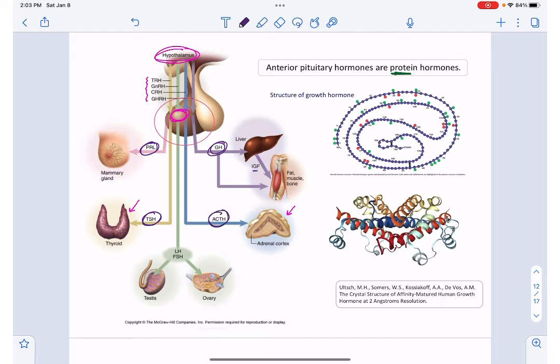ACTH is going to act on the adrenal cortex and cause the release of cortisol and aldosterone. And LH and FSH are going to act on the testes and the ovaries to cause the release of gonadal sex steroids, testosterone, estrogen, and progesterone. And all of these anterior pituitary hormones are also protein hormones. So they're all protein hormones.